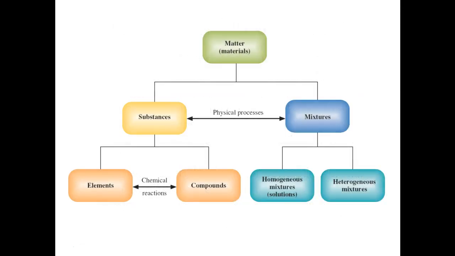So here's a way of looking at this that comes from a different textbook. In this case, we're starting with matter. And we're saying a sample of matter is either going to be a mixture or a pure substance. And so in this case, we can define, again, a pure substance as something with a definite composition and properties.